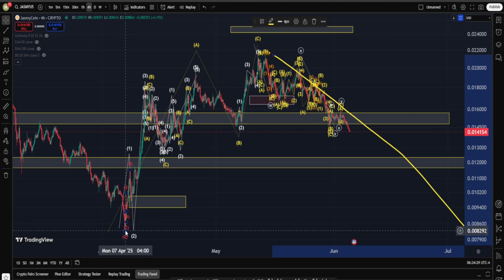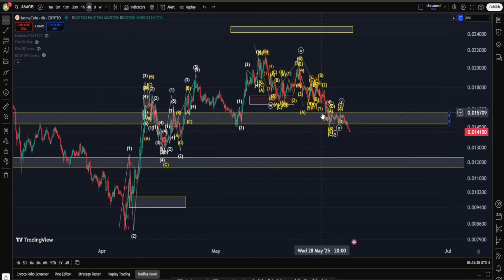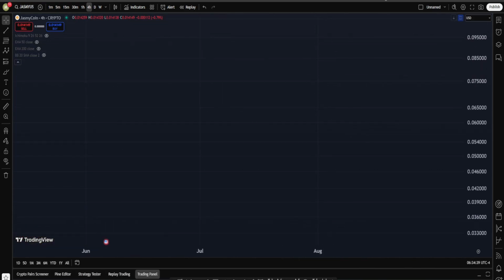However, for now, I think we shouldn't really be that bearish. We should also consider some bullish possibilities, and here is why I like to argue that. Let's just go around here. You see, the bullish count in Jasmy suggests that maybe we are having an ABC in form of an expanded flat, which looks like this.